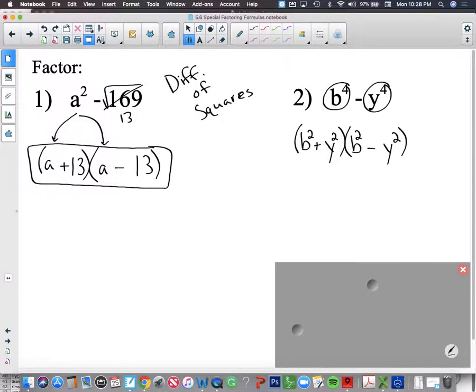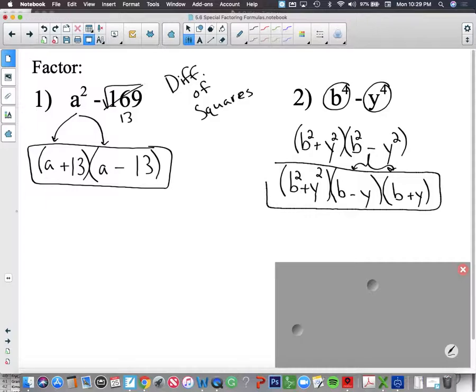But we're not done yet. Because do you see 2 squares being subtracted again? Yeah, right here. I see 2 squares being subtracted right there. So that means we're going to have difference of squares again. We don't have anything for sum of squares, so those just stay the same. B squared plus y squared. Then this one breaks down again. So b minus y, b plus y. So now in the end here, we don't have any squares being subtracted, so now we are in fact done with that problem. Everything is broken down as much as it can be, and we've used all the patterns that we have.